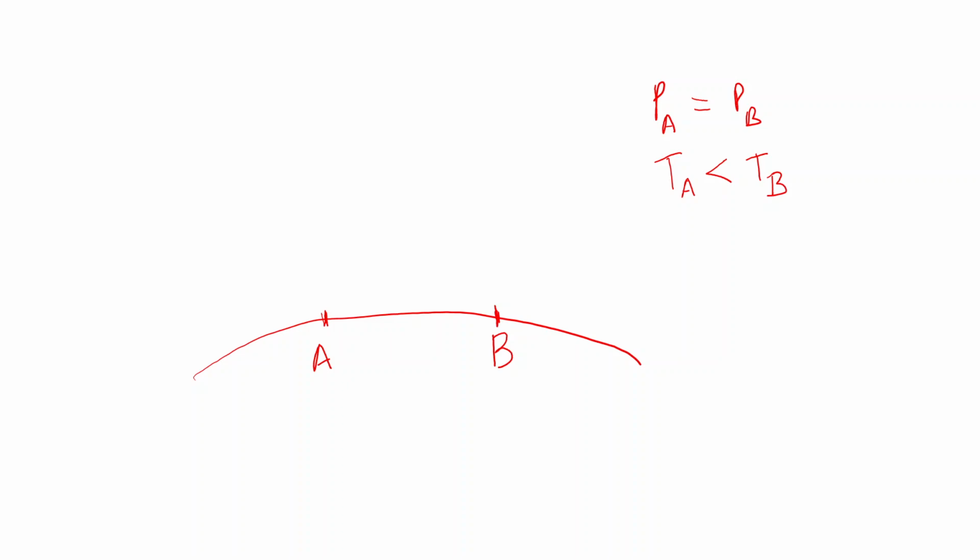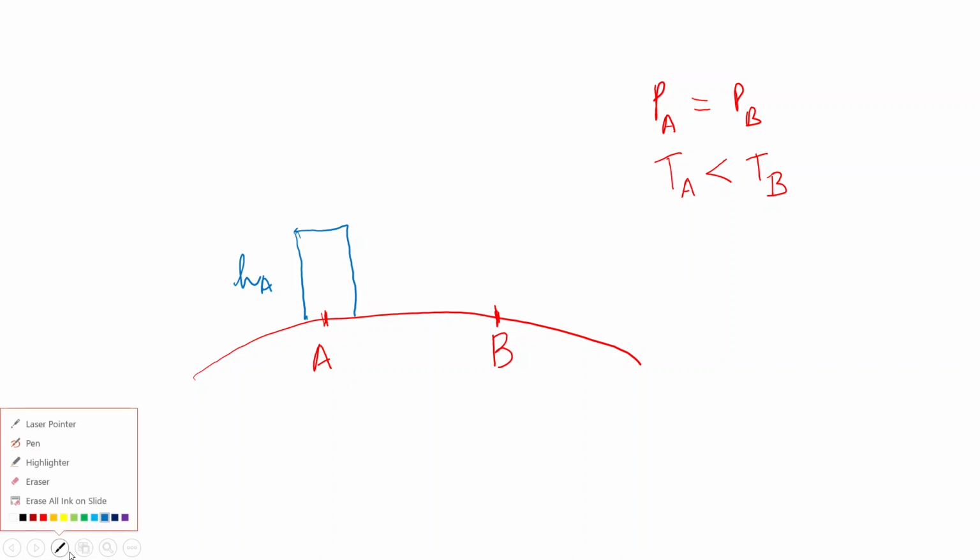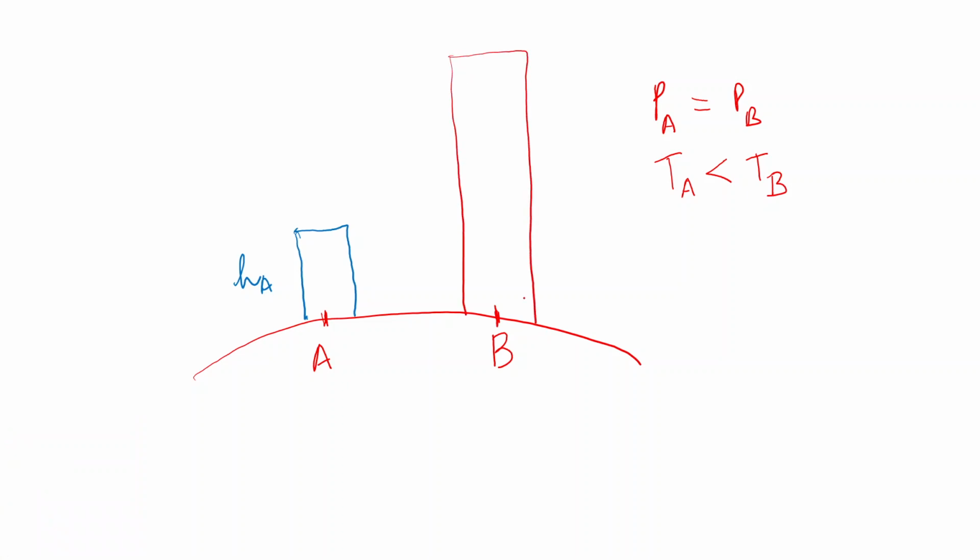So what about then the height of the column of air? At location A, where the temperature is less, it means that the height of the air column will be a smaller one. So let us say HA. But at location B, where the temperature is more, it means that the height of this air column will be more, because of that equation rho T into constant.